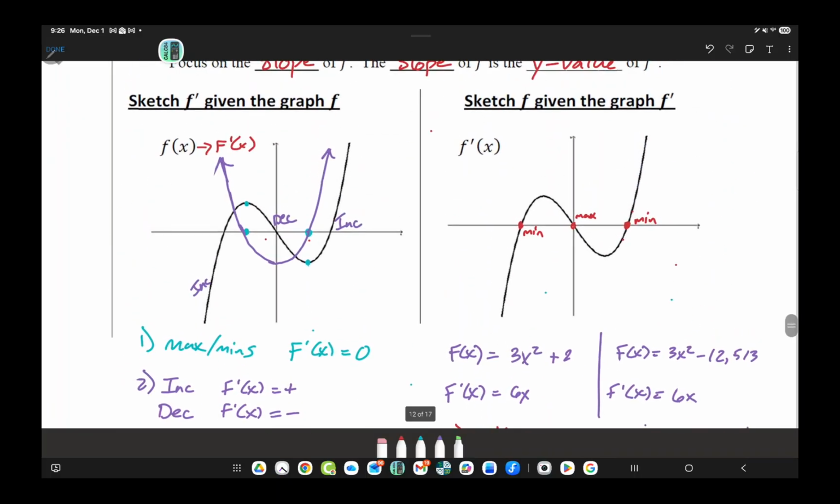So we already said that right here and right here, these are going to be points of inflection. Everywhere down here, we are decreasing. Everywhere up here, we are increasing. So here's the thing. We don't know where my y-intercept is. So I can start way up top. I can start way in the bottom. As long as your basic shape is accurate, you should be okay.